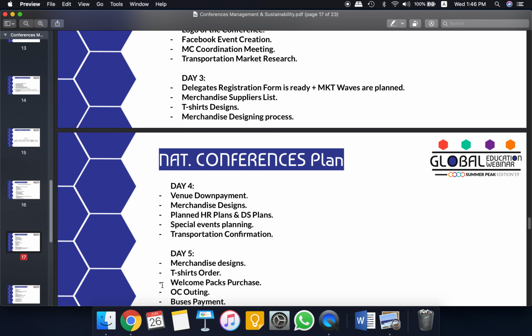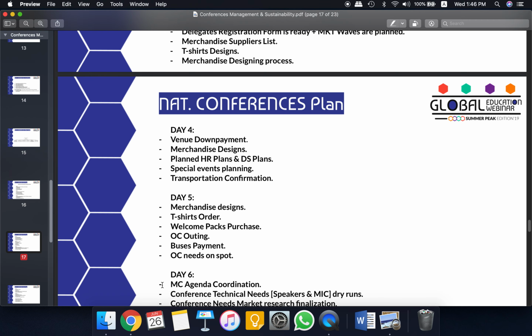Day four, we pay the venue, we announce the venue, we do the merchandise designs, we plan the HR plans and DS plans, which is mainly the check-in and how the OC will be allocated. Special event planning, as I told you, the gala night, the parties, the opening ceremony in case we will have an opening ceremony, transportation confirmation and communication to the delegates.